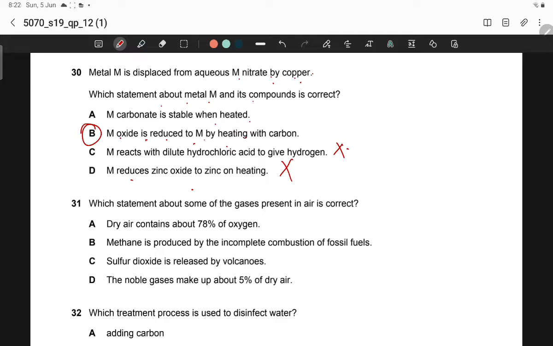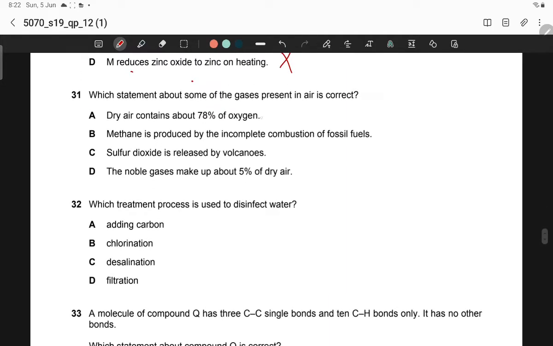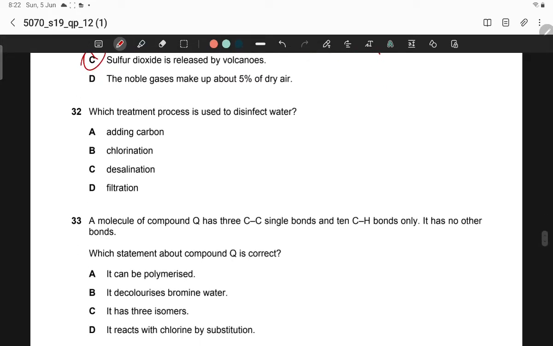by heating with carbon. Which statement about the gases present in air is correct? Dry air contains about 78% of nitrogen, 20 to 21% oxygen. Methane is produced by the incomplete combustion of fossil fuel. Sulfur dioxide is released by volcanoes. Which treatment process is used to disinfect water? Chlorination.